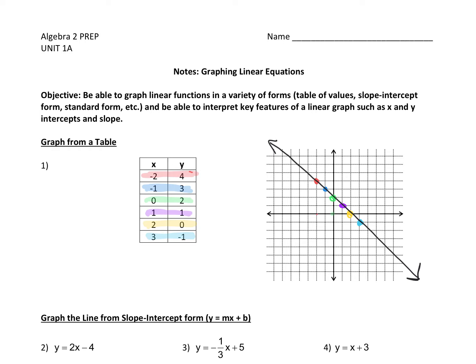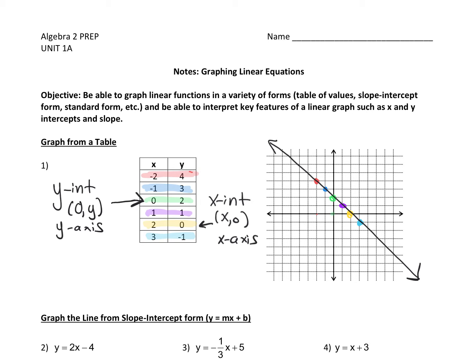Whether you're using the graph or the table, it's important to be able to identify the x and y intercepts. So a y-intercept will always be 0, comma, the y value. It'll also always be on the y-axis. So in this case, my y-intercept is 0, 2, or the green point. Your x-intercept will always be x, comma, 0. It'll always be on the x-axis. So in this case, it was 2, comma, 0.